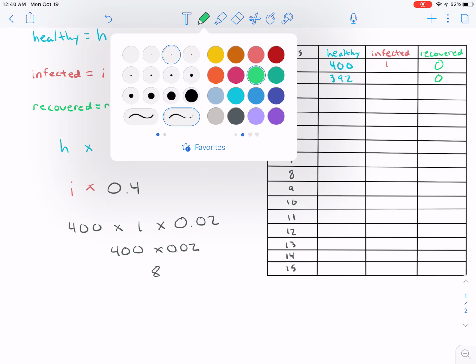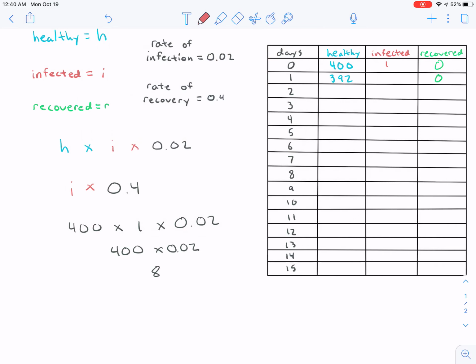So now, since we still have 1 infected person, and we added this 8, now we have 9 infected people. Right? 9 infected people. And it's going to start spreading a lot faster than it is right now. Because, again, this equation takes into account the number of infected people. So the higher this number, the higher number of people will get infected the next day.